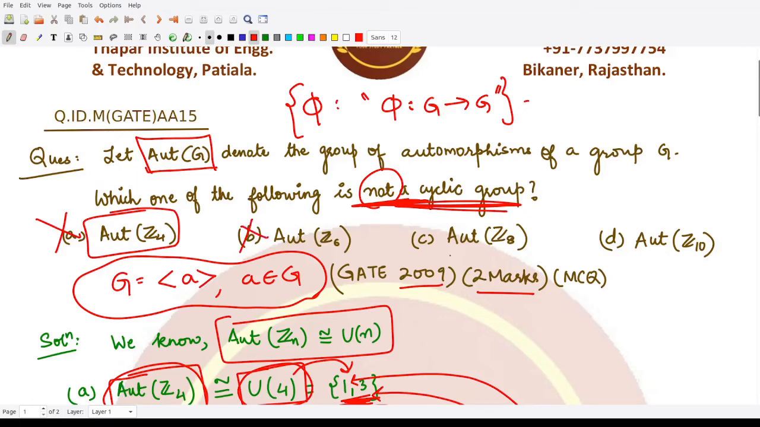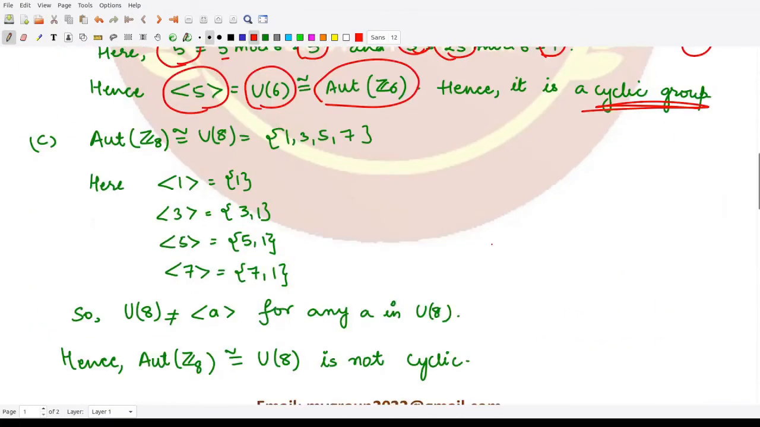For the third part, we need to solve for automorphism of Z8. For automorphism of Z8, we say this is isomorphic to U8, and U8 contains 4 elements: 1, 3, 5 and 7. Why? Because the numbers which are relatively prime to 8 and are less than 8 are 1, 3, 5 and 7.